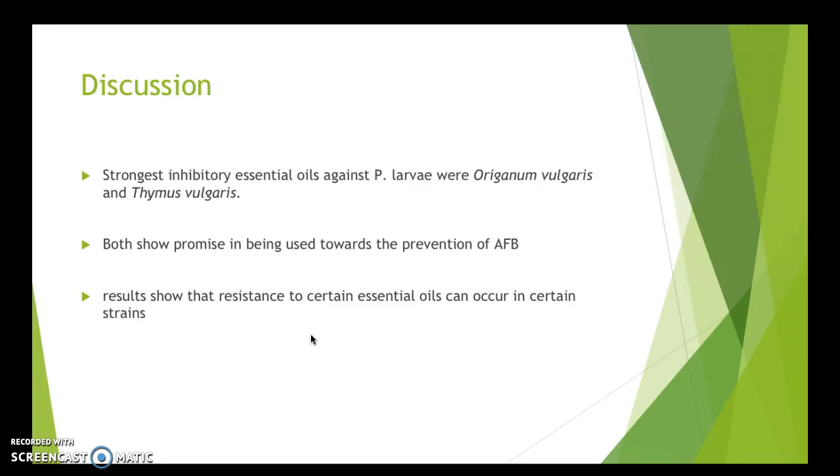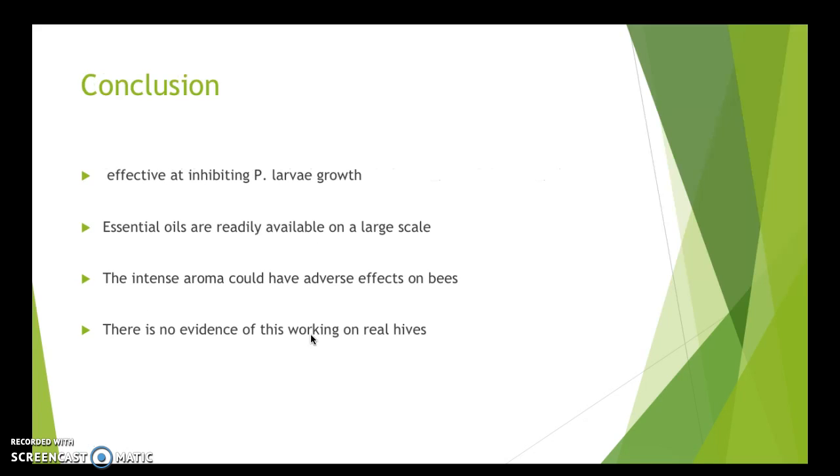However, there is evidence that resistance can occur in certain strains, as Pinnipinella anisum and Foenoculum vulgare were effective against CCM 4488 but not the Slovak strain. This study has evidence that multiple different types of essential oils have inhibitory effects on pea larvae, and specifically 2 of them have strong enough inhibitory effects that they could be tested on actual hives.